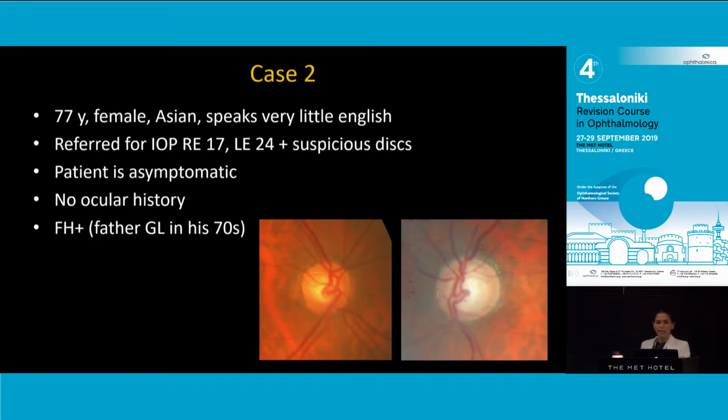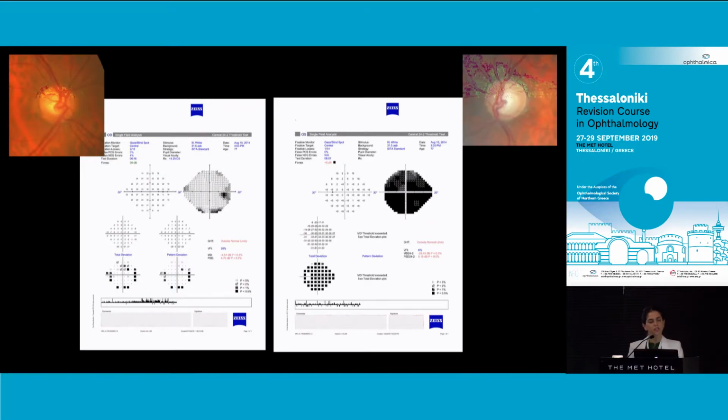The second case is a lady, 77-year-old Asian, who speaks very little English. She was referred because of a suspicious disc and high pressure in the left eye. The patient is asymptomatic. The son says, my mother doesn't complain about anything, but the father had glaucoma. And this is the visual field. Would anyone like to comment on this field? Do you think it's consistent with the nerve? How many people think it's consistent with the nerve?